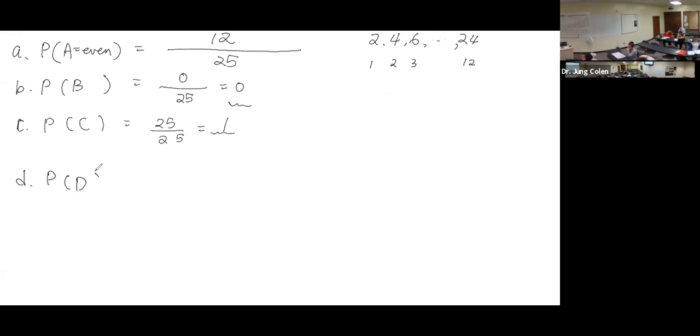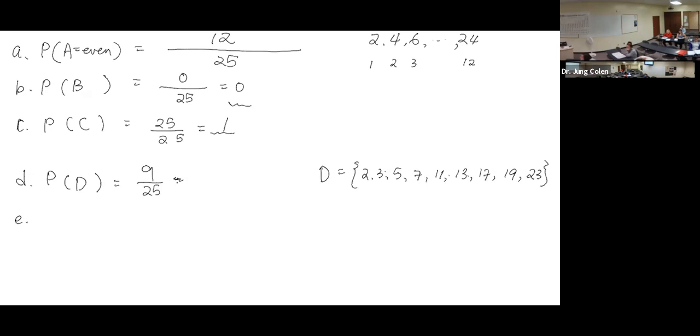Okay, let's look at D. D is a prime number is drawn. So let's look at prime numbers. I'm going to list all the prime numbers in the sample space. 2, 3, 5, 7, 11, 13, 17, 19, 23. That's all, right? So we can see 1, 2, 3, 4, 5, 6, 7, 8, 9 of them. And the sample space total number is still 25. So that is it, right?